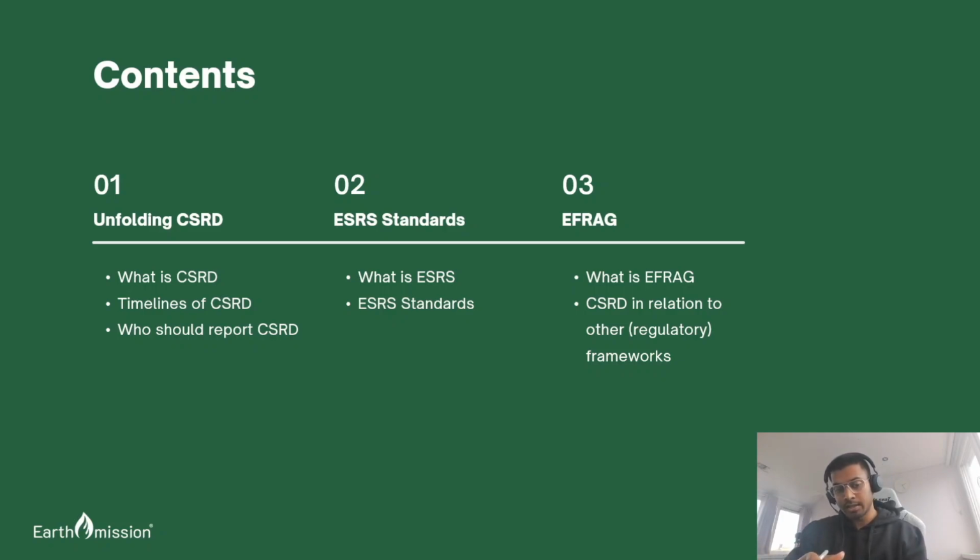Which means CSRD has come into picture from 2025 onwards, where large corporations need to do their CSRD reporting on 2024 data. But before CSRD, there were already large corporations doing their sustainability reporting based on different frameworks, for example GRI, Global Reporting Initiative. So we'll also see how CSRD is in relation to those regulatory frameworks.